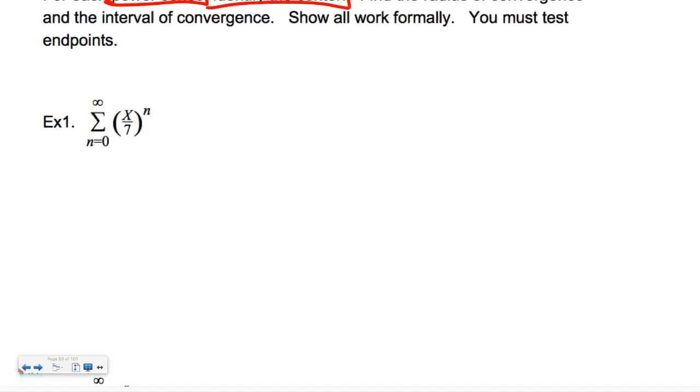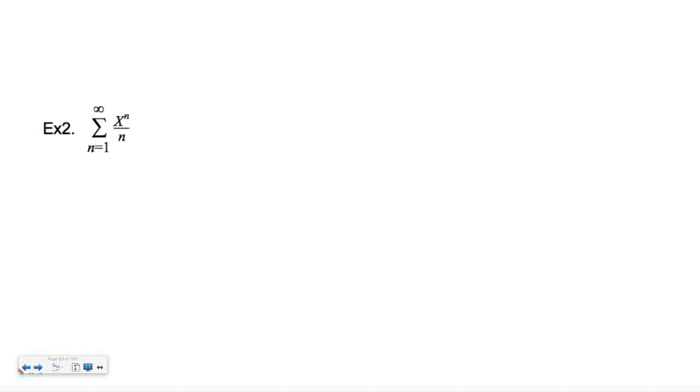The center for most of them is 0. Let's write it off to the side. We're going to fill in the center, the radius of convergence, and the interval of convergence by the time we're done with all of these. What's the center on number 1? 0. Okay. What's the center for number 2? No, 0. It's not x minus 1. It's not x minus 2. It's just x. That one's got a center of 0.